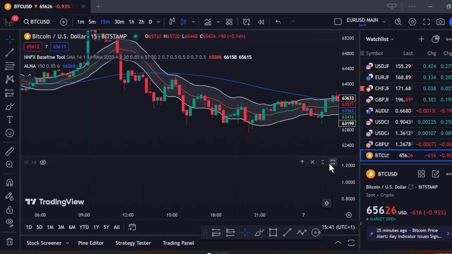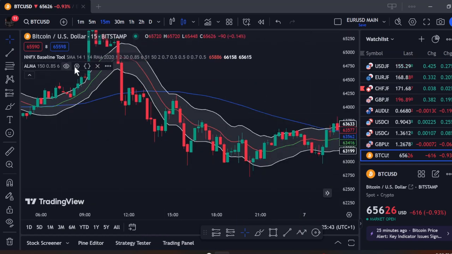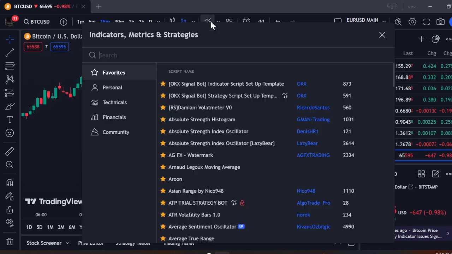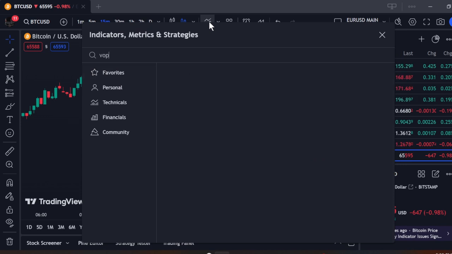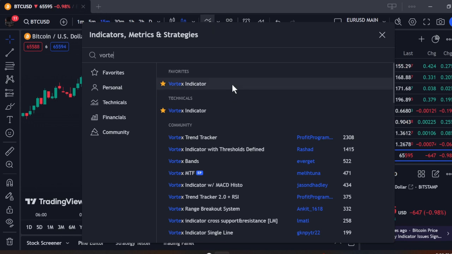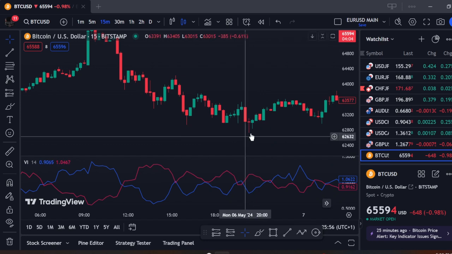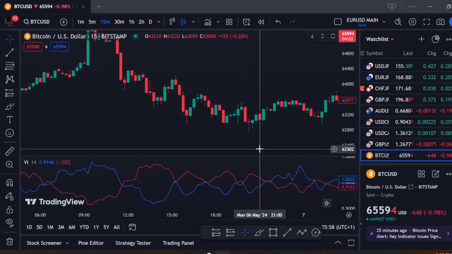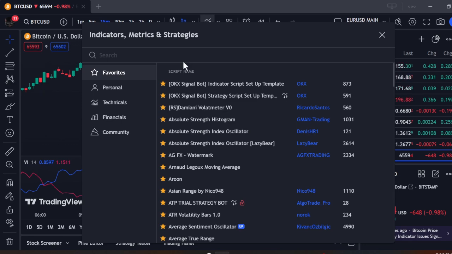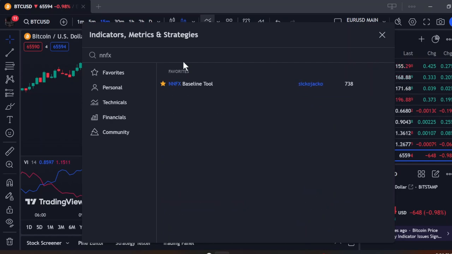Now, let's kick it off. I'm going to show you how to add every single one of the indicators so you know how we get it added to the charts. The first thing, you're going to click on the indicators tab on TradingView and search for the vortex indicator. It comes default on TradingView, so you don't even need to select any author. Now, the next thing you're going to add is the nnfx baseline, nnfx baseline 2.